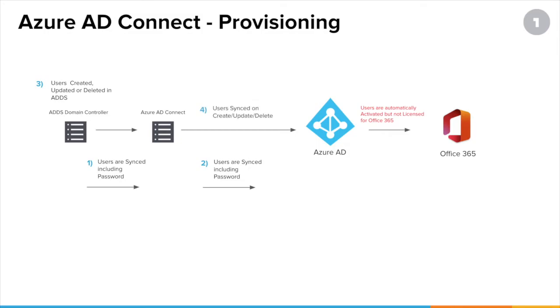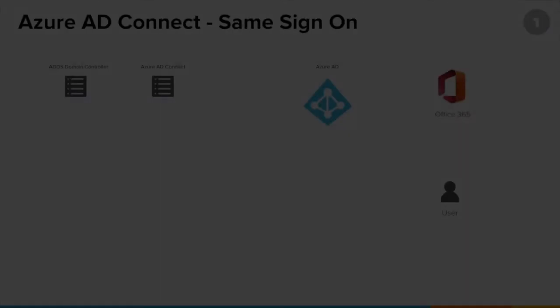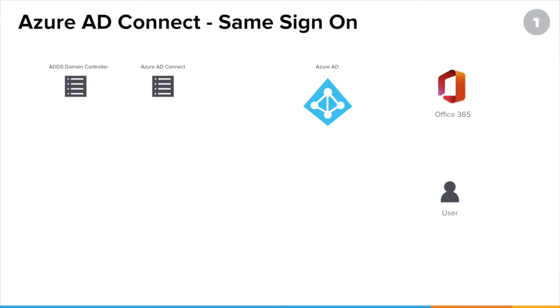ADDS, those changes will be replicated to Azure AD, meaning the users are provisioned into Azure AD. The configuration is called same sign-on because the users' passwords from ADDS are replicated into Azure AD. So when a user attempts to log in, they're able to use the same credentials they would use to log into their domain joined workstations.